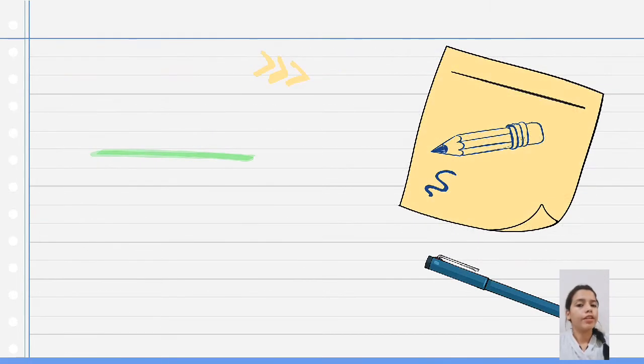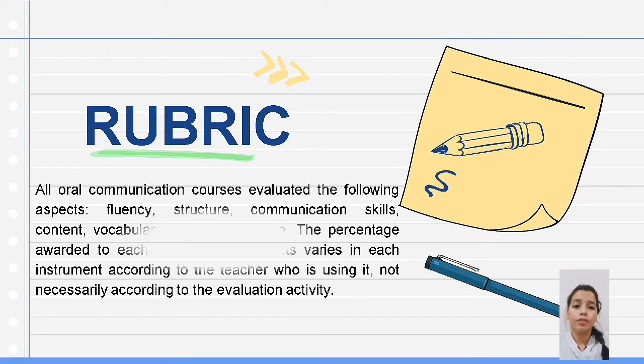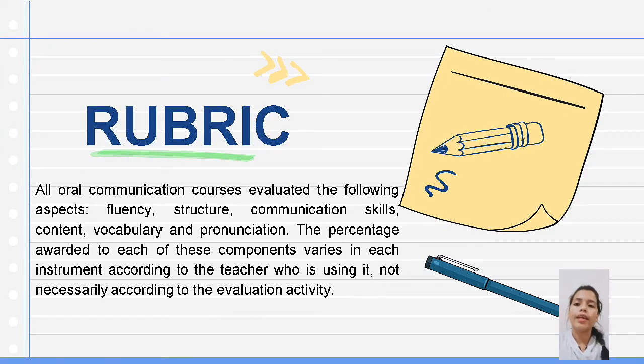All oral communication courses evaluate the following aspects: fluency, structure, communication skills, content, vocabulary, and pronunciation. The percentage awarded to each of these components varies in each instrument according to the teacher who is using it, not necessarily according to the evaluation activity.